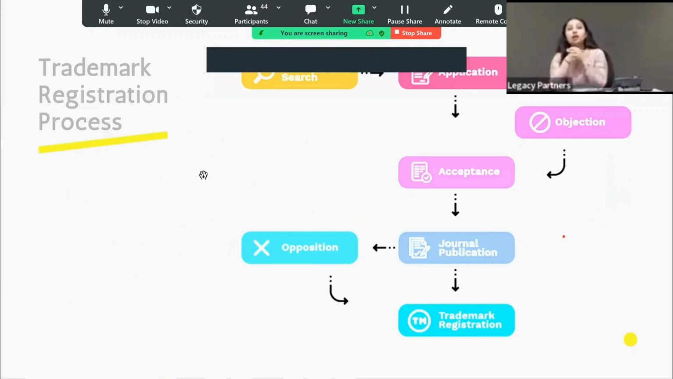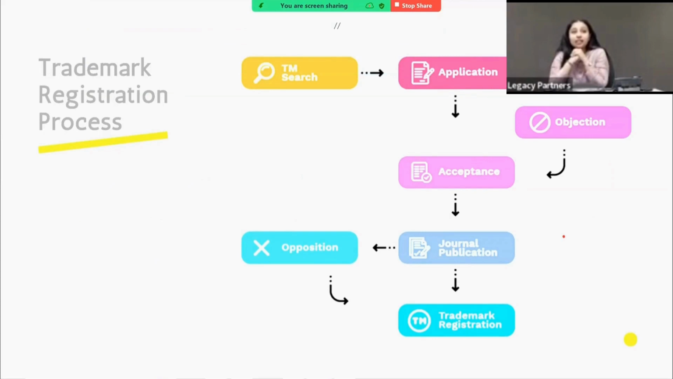Now, this is the last part of my presentation. In this, I'll be explaining in general the registration process followed by most of the trademark registries. Once the trademark search is done, though it is not mandatory, but it is advisable, we file a trademark application, which will be examined by the concerned trademark registry. After the examination is complete, the registry will raise certain objections if they have any, or any further clarifications if they want so.